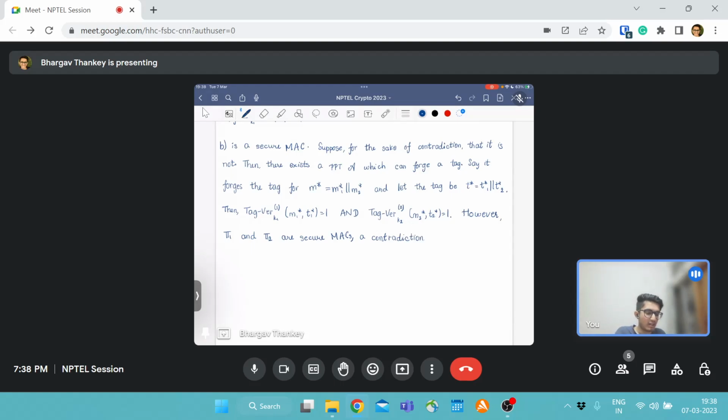So now Pi1 and Pi2 are secure MACs, so we should not be able to forge tags for a new message for either Pi1 or Pi2. Since M star is a new message, either M1 star or M2 star has to be a new message. If M1 star is a new message, we have forged a tag for Pi1. If M2 star is a new message, we have forged a tag for Pi2. In either case, we were able to forge a tag, but that would contradict the fact that at least one of them is secure. So is this fine?